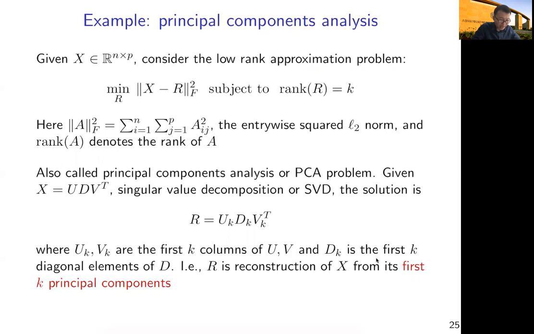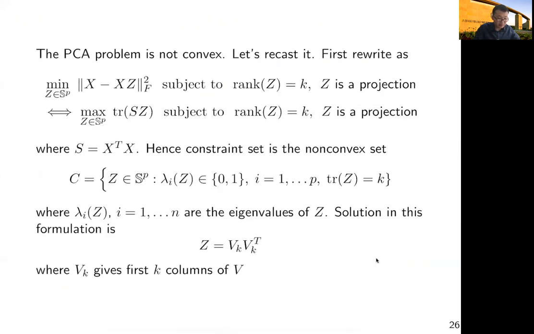So you want to find the best approximation R of rank K that approximates this given matrix X. That's the problem of principal component analysis. Now that we've seen the non-convex optimization formulation of principal component analysis, can we reformulate it as a convex optimization problem? This is not intuitive at all, right? It turns out that you can.